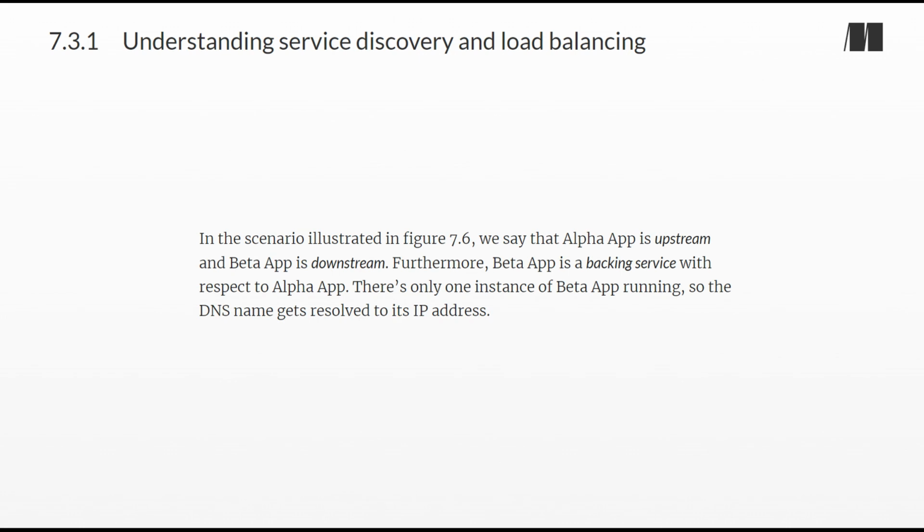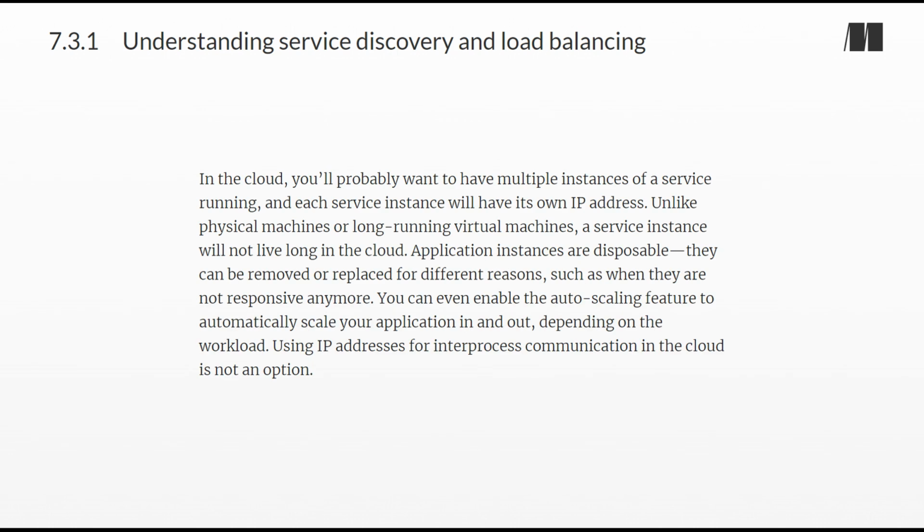In the scenario illustrated in Figure 7.6, we say that Alpha App is upstream and Beta App is downstream. Furthermore, Beta App is a backing service with respect to Alpha App. There's only one instance of Beta App running, so the DNS name gets resolved to its IP address. In the cloud, you'll probably want to have multiple instances of a service running, and each service instance will have its own IP address. Unlike physical machines or long-running virtual machines, a service instance will not live long in the cloud. Application instances are disposable.